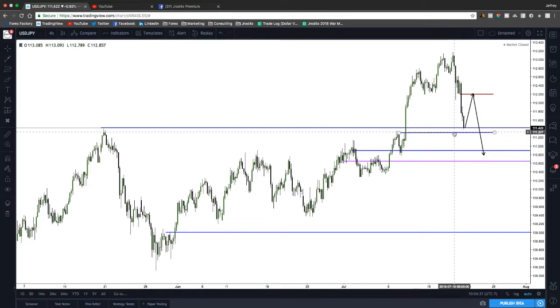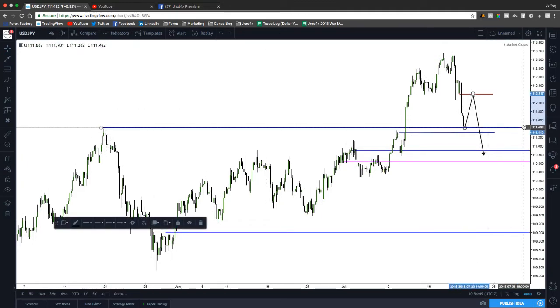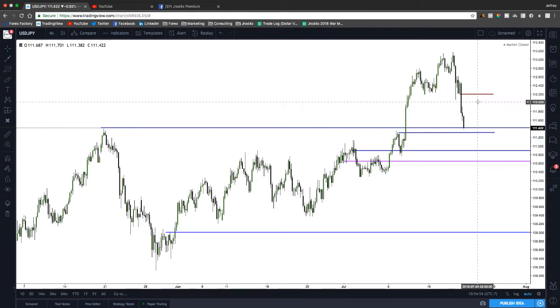So it doesn't have to necessarily trade into this ICT bullish order block, but this high right here that comes in at 111.40 could provide enough support for us to get back up into that level and then sell off. So just consider that.